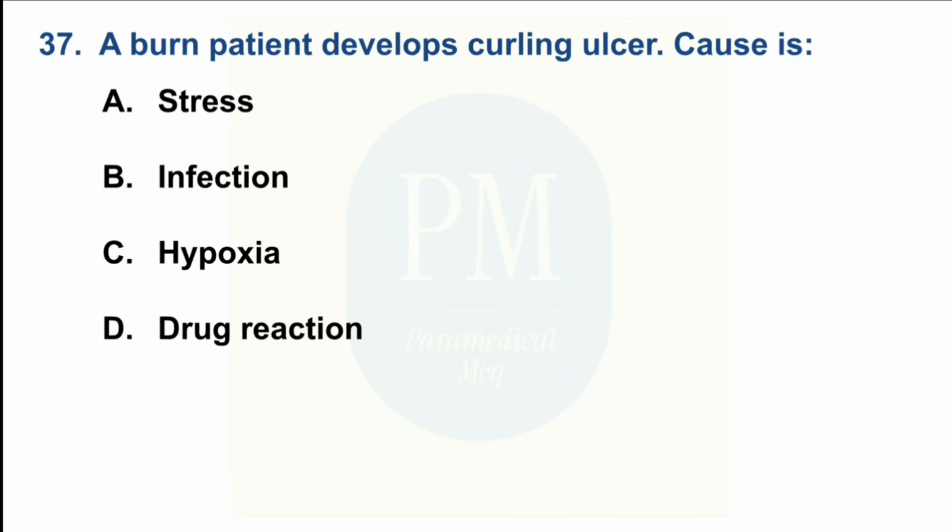A burn patient develops curling ulcer. Cause is option A, stress. Option B, infection. Option C, hypoxia. Option D, drug reaction. The correct option is option A, stress.